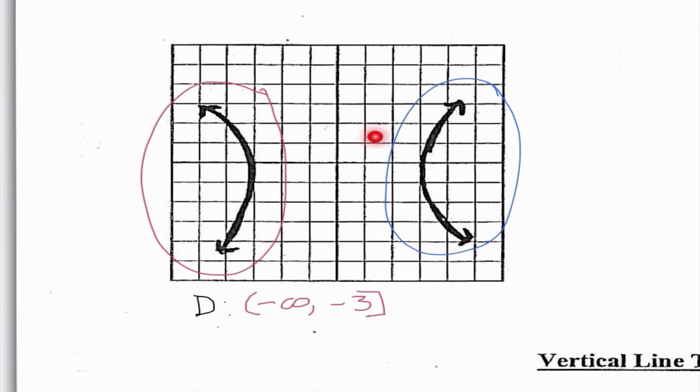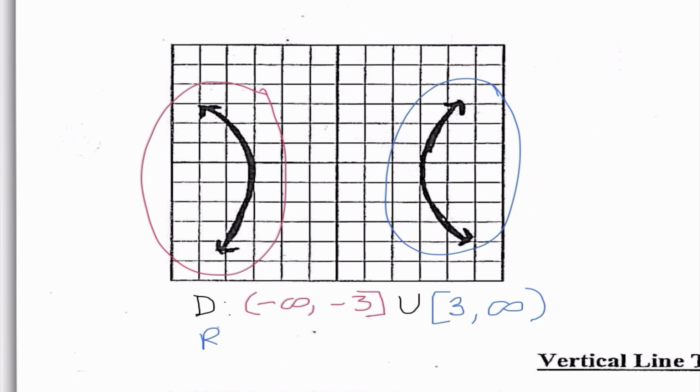Now if we look at the second portion here, it looks like there's this break from negative 3 up until we hit 3. So I'm going to say 3, and once again I used a bracket because it is a solid line. And I notice that these arrows mean that it's continuing forever, so I'm going to say it's going from 3 to infinity. Now, just like we talked about last class, when I'm combining two different things together in interval notation, I'm going to use the union symbol to connect them.